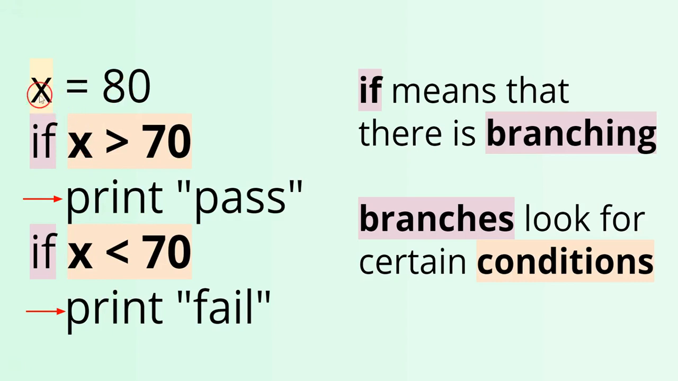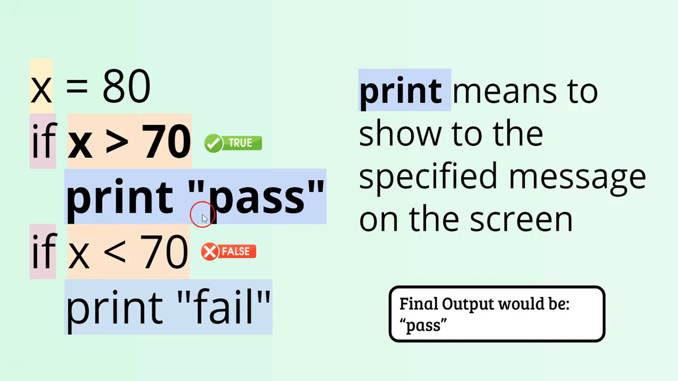As we know, our x, as I stated before, started at 80, right? So this becomes if 80 is greater than 70, do this. If 80 is less than 70, do this. Well, we know that 80 is greater than 70, so this is a true statement. We're talking about Boolean statements. So we're going to print pass. And 80 is not less than 70. That's false, so we're not going to do this at all.